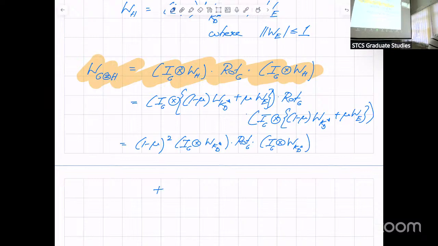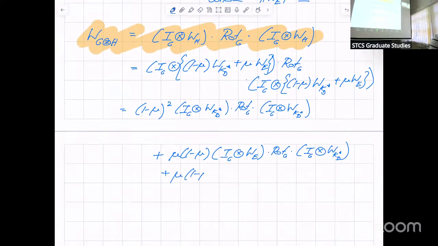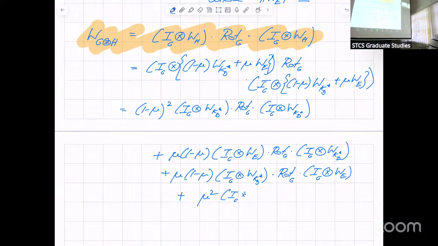Plus, how do the other terms look like? There's mu into 1 minus mu, IG tensor WE, rot G, IG tensor WKD star, plus another mu into 1 minus mu, IG tensor WKD star, rot G, IG tensor WE, plus mu square into IG tensor WE, rot G, IG tensor WE. I just collected the 4 different terms that you get in this.